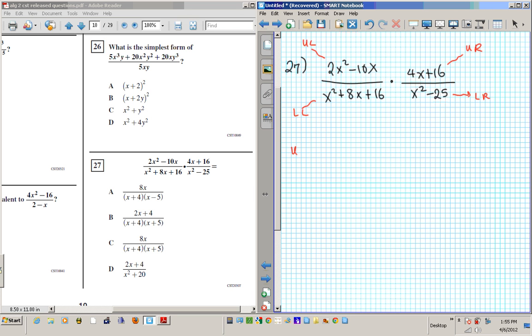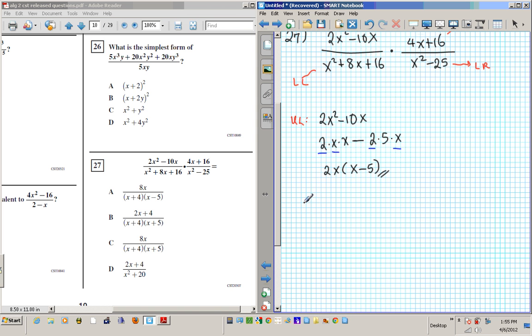Okay, so let's start with the upper left, or my numerator to the left. Upper left is 2x squared minus 10x. So let's break this down. It's 2 times x times x. 10 breaks down. The prime factorization of 10 is 2 times 5 times x. What's common here? Notice that 2 is common, and also x is common. So why don't we factor that out? Okay, so we have 2x times x minus 5. So this is the prime factorization of this one, the complete factorization of the upper left. Okay, so the denominator on the left, or lower left, LL.